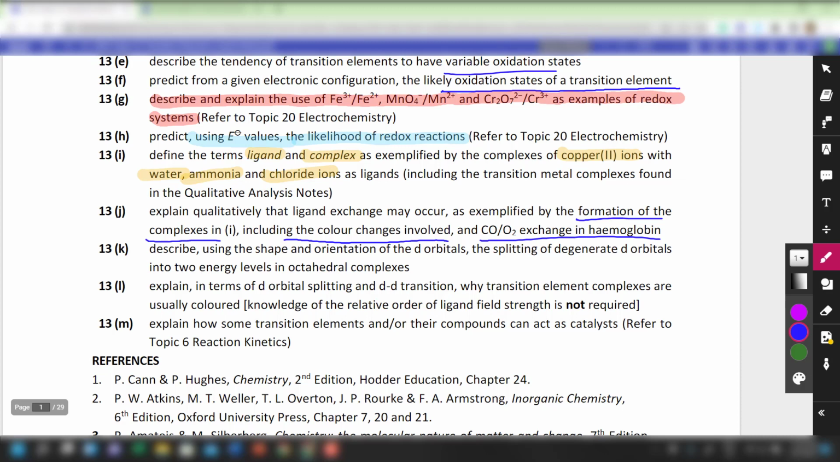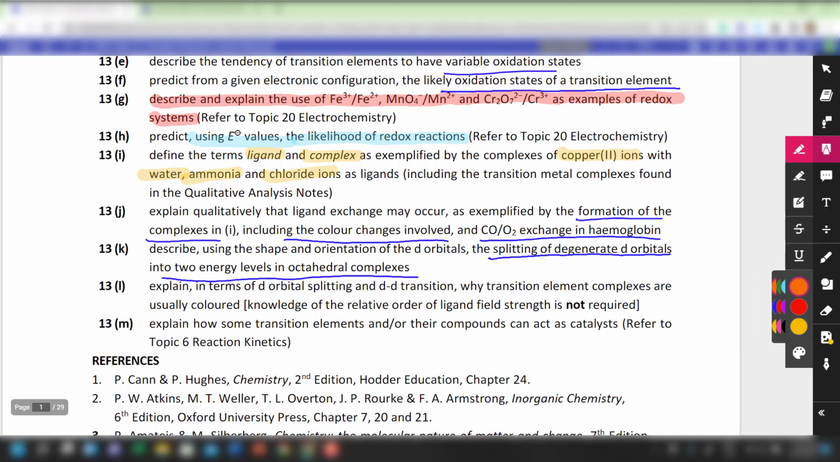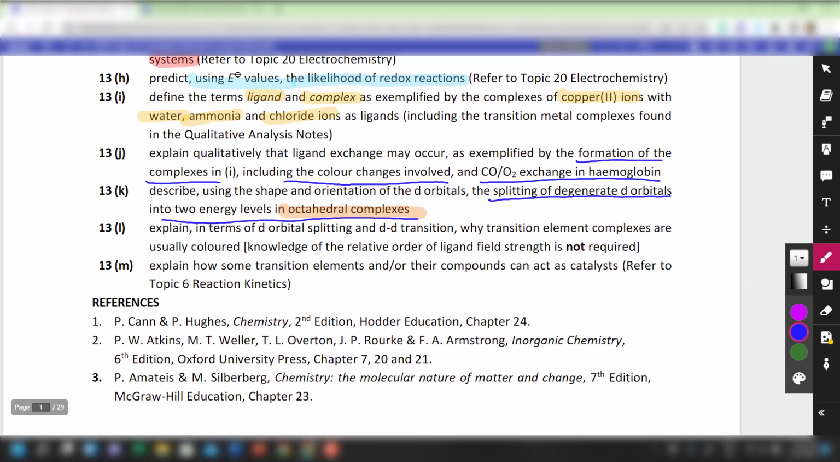Okay, then 13K, describe, using the shape and orientation of d orbitals, the splitting of the degenerate d orbitals into two energy levels in octahedral complex. Okay, so note the focus in H2 curriculum is only octahedral complex. So strictly speaking, for octahedral complex, I have a metal in the middle, and then I have 6 ligands, and strictly speaking, all the ligands must belong to the same type of ligands. Okay, if they are different types, strictly speaking, it is not called an octahedral complex. Okay, but of course you can use that as a proxy.